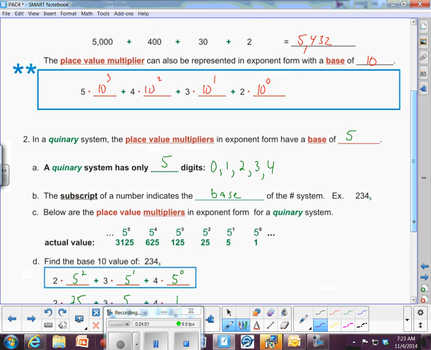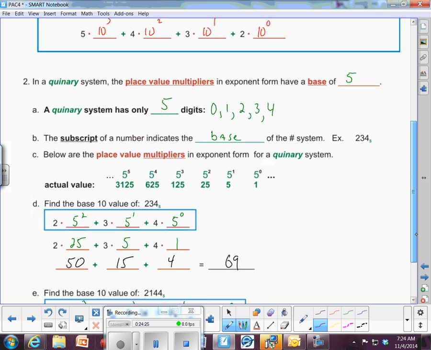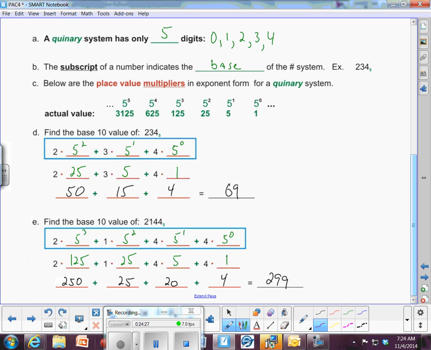Talked about a quinary system. What's a quinary system? Base 5. Remember, is 5 one of the digits for a base 5 system? No. It is the digit of the base, but it's not one of the digits of the system. Okay? 0, 1, 2, 3, 4, because you can only have 5 digits. Did a couple examples there.